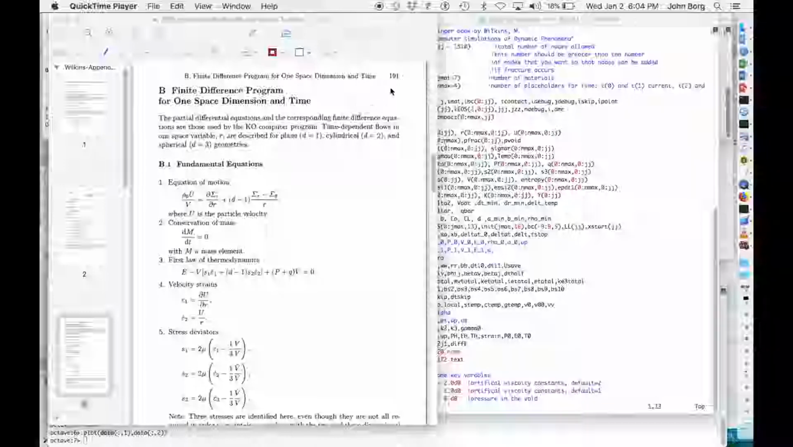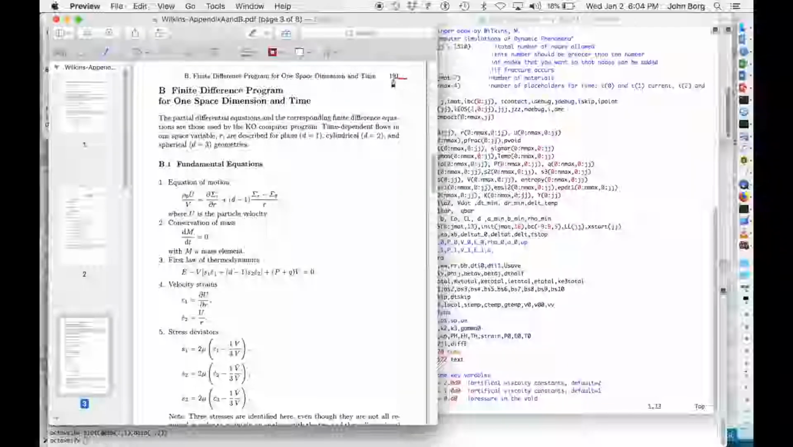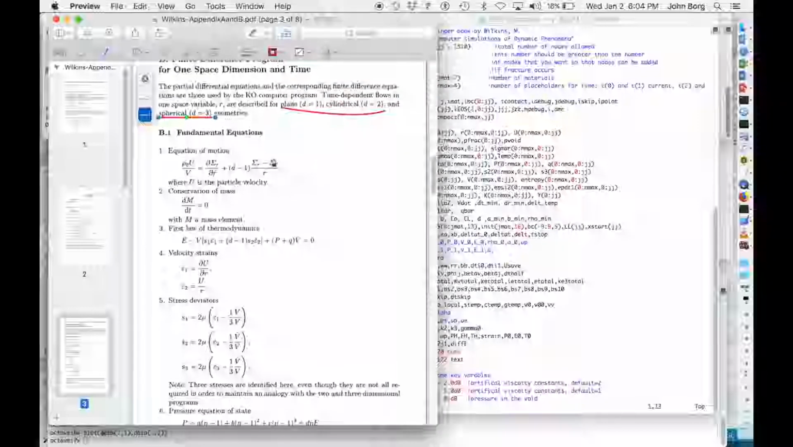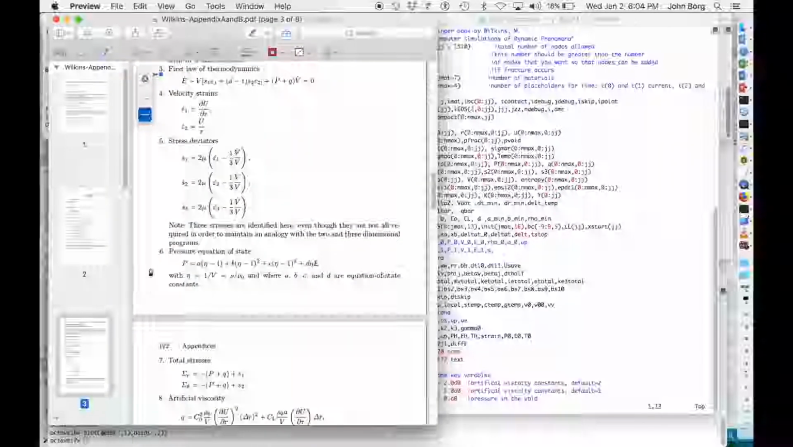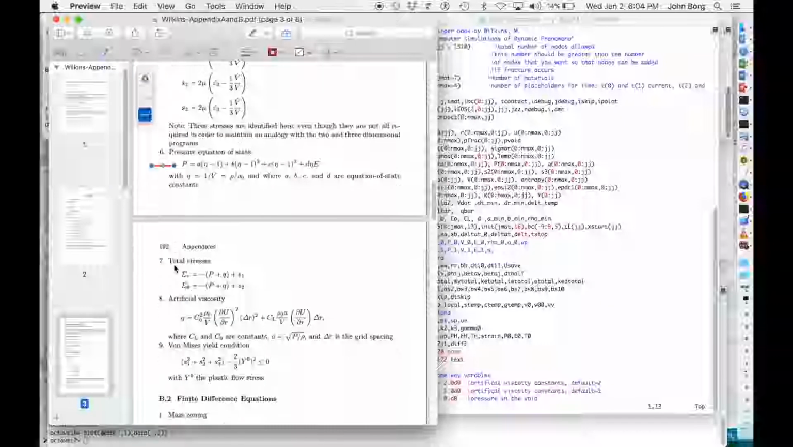And if you scroll down on page 191 here of Mark Wilkins' book, in Appendix B, you'll see the formulation that he derives for planar 1D, cylindrical 1D, and then the spherical geometry. So this is good for those three geometries in 1D. So here's the equation of motion, here's the conservation of mass, and then here's energy. And then in order to close this, we need the equation of state.